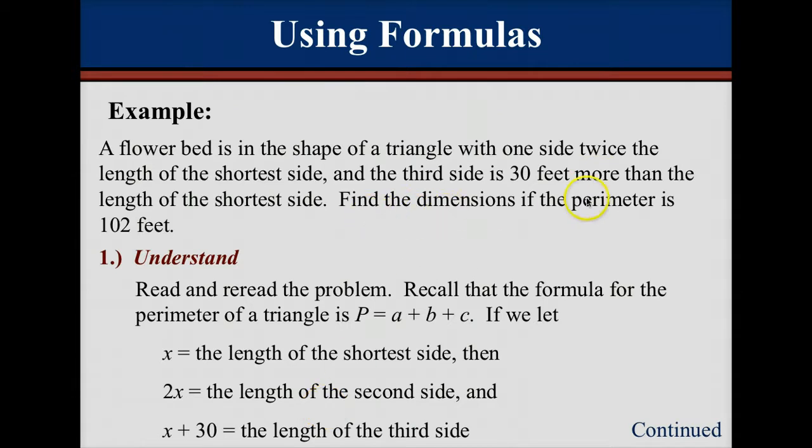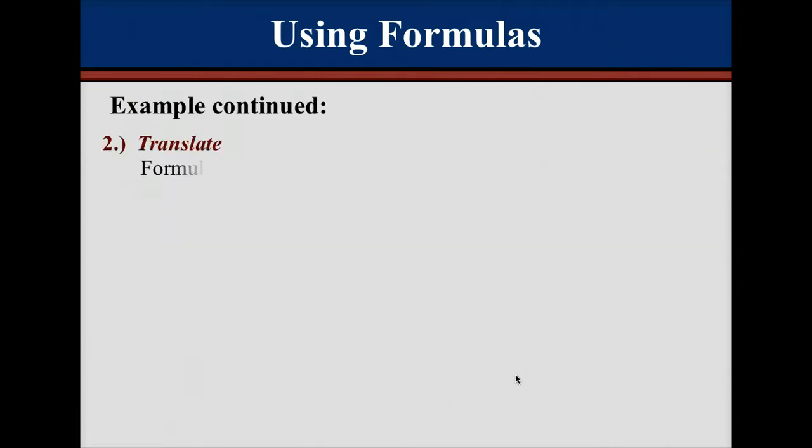We're also dealing with the perimeter. We know that the perimeter is the three sides added together, and that perimeter is 102 feet. So translating it, we know the perimeter is a plus b plus c. Perimeter is 102. This is the length of the shortest side, the second side is 2x, and the third side is x plus 30. And if you draw yourself a diagram and label it, it'd be very easy for you to note that.